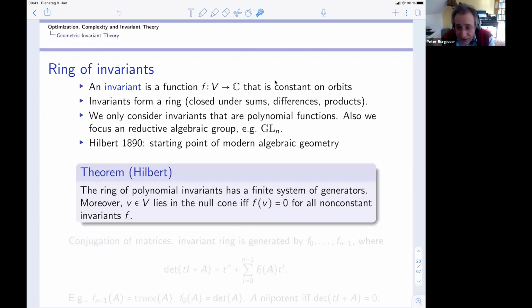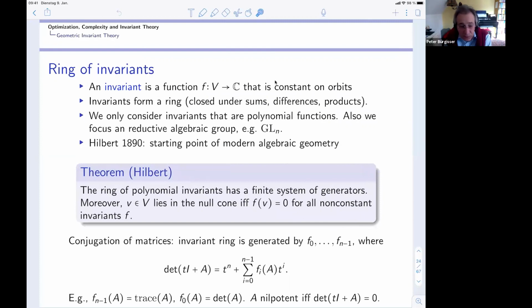Let's check this theorem in the example of conjugation to get a little bit of a feeling for what this could mean. Let's go back to conjugation of matrices. What you can do is look at the characteristic polynomial. My t here is just a symbolic variable. I take the determinant of t times the identity matrix plus A, then I expand this. The coefficients are functions of the matrices. Among those coefficients, I find the trace, I find the determinant, and other ones. Because the characteristic polynomial is an invariant under conjugation, all these f_i are invariants. And one can prove, it's not too hard, that they generate this ring of invariants.